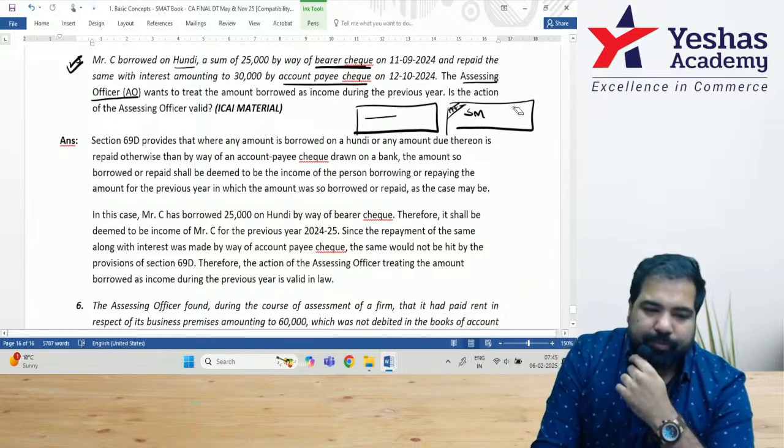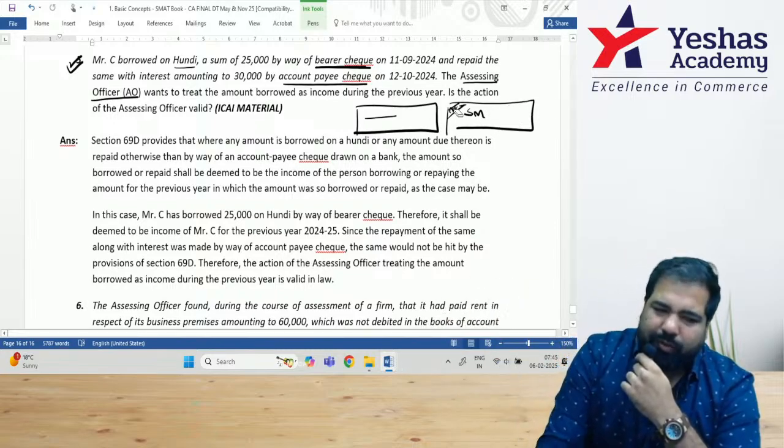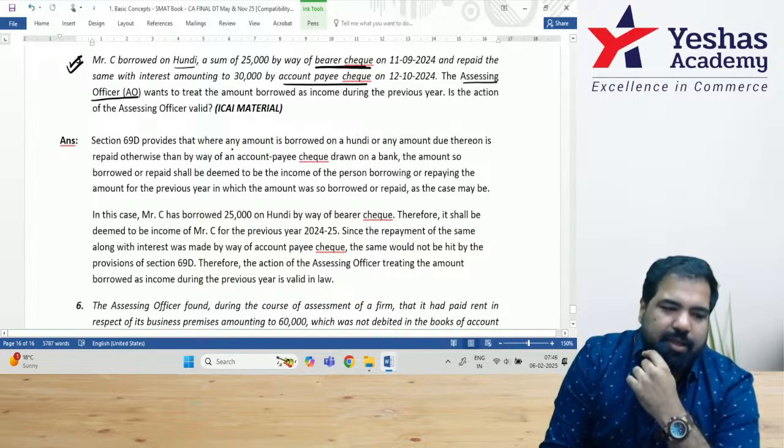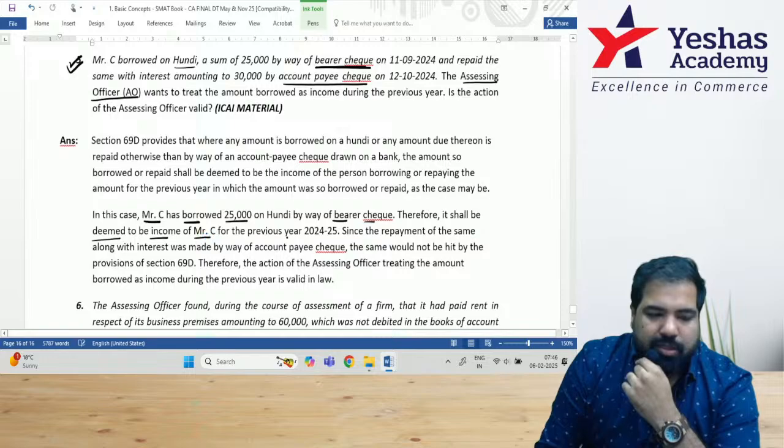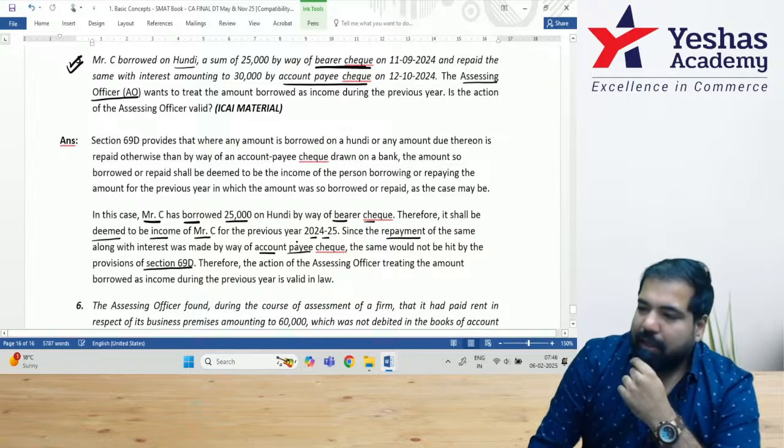Now, guys, here there is a section, of course, a section I've not taught you. When I teach you, I'll tell you, but you know the rule, guys. Here, in this case, Mr. C had borrowed how much? By way of bearer cheque. Therefore, it shall be deemed to be the income of Mr. C for the previous year, 24-25. Since the repayment has been done by account payee cheque, will this section apply? Guys, what is this section?